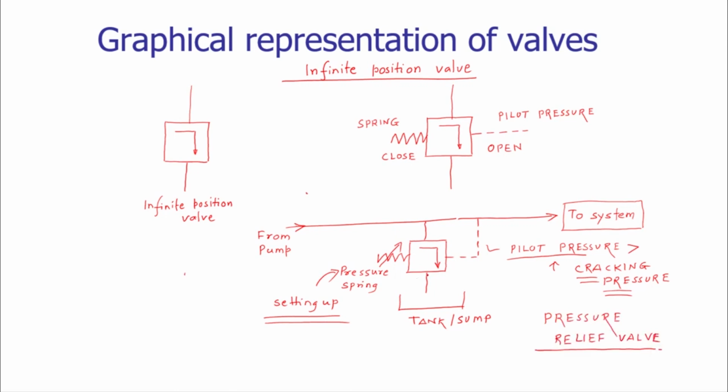So by default, it is closed. The pressure of the spring has been set up by a screw. When the system pressure is more, when the load pressure is more, and we have to safeguard the entire system from the damage, we are using the pilot pressure, a branch of the flow line from the system itself, which is operating the valve, and as the pilot pressure is more than the cracking pressure, the valve will get open and it will send that fluid to the tank.